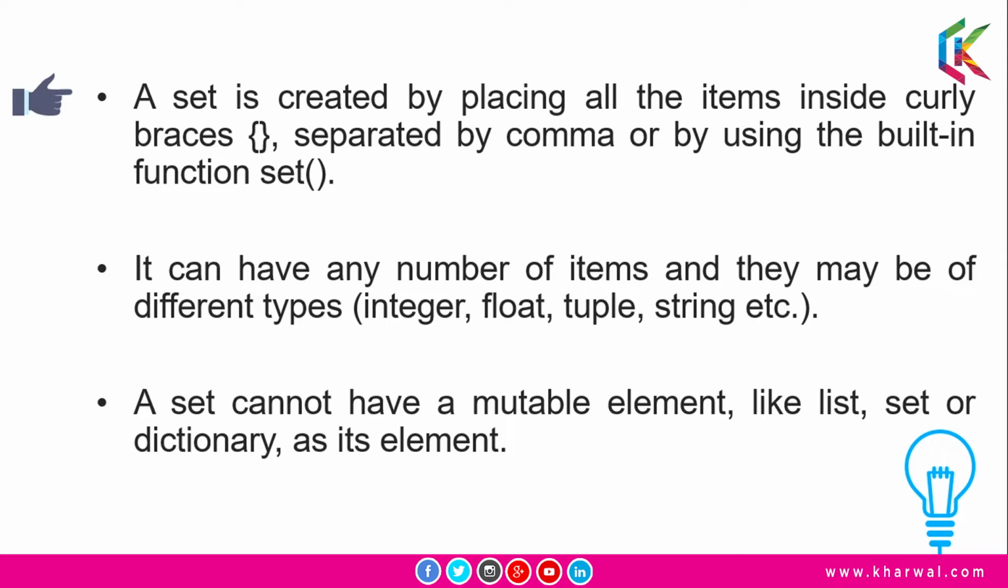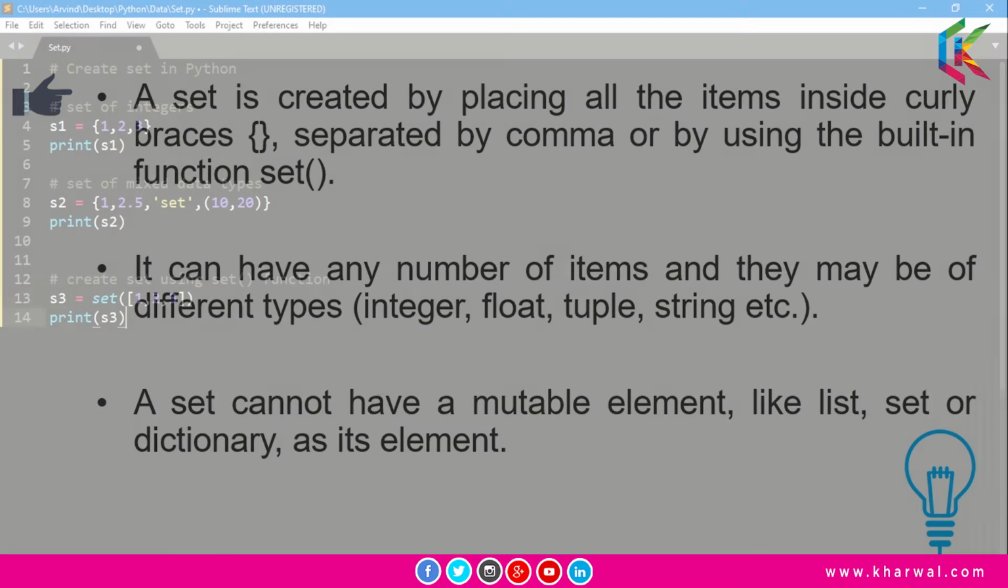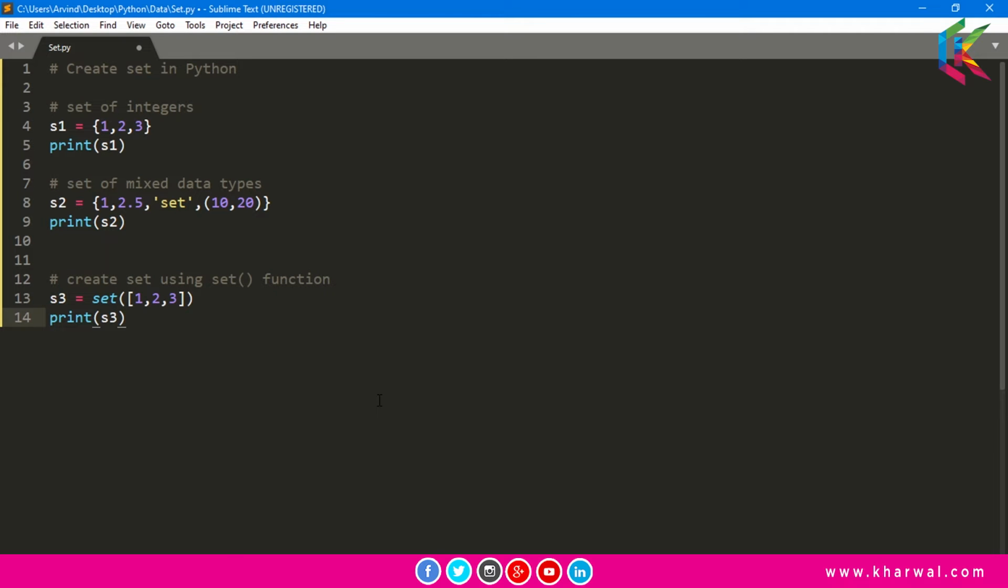So let's open up Sublime Text and I will show you how I create a set in Python. So guys, we can create a set in Python by using two approaches. In the first approach, we can create a set by placing items inside curly braces, separated by commas, and in the second approach we can create a set by using the set function. In this example I am going to create a set using integers only, all the values separated by commas, and in this statement I am printing it through the print function.